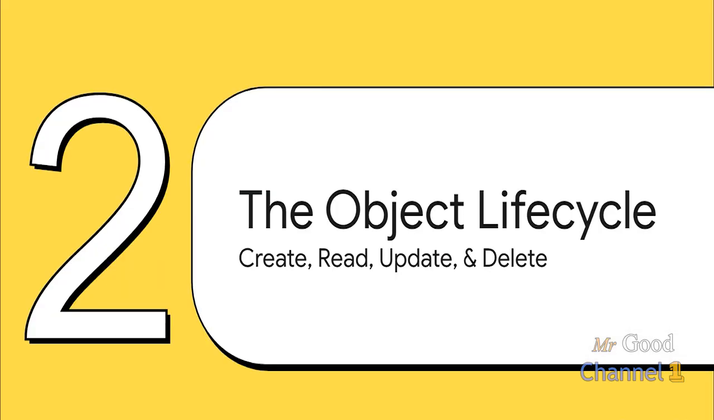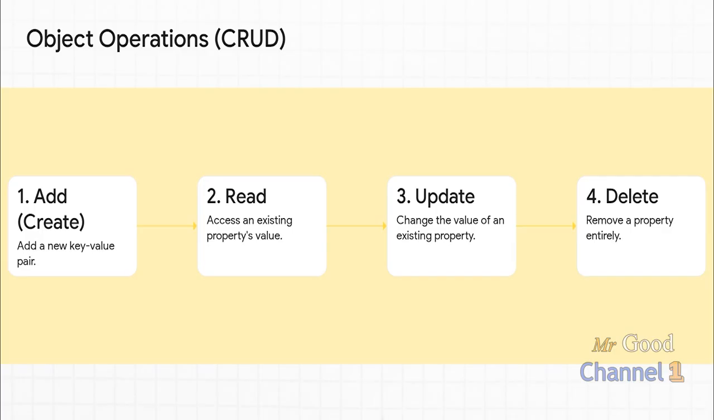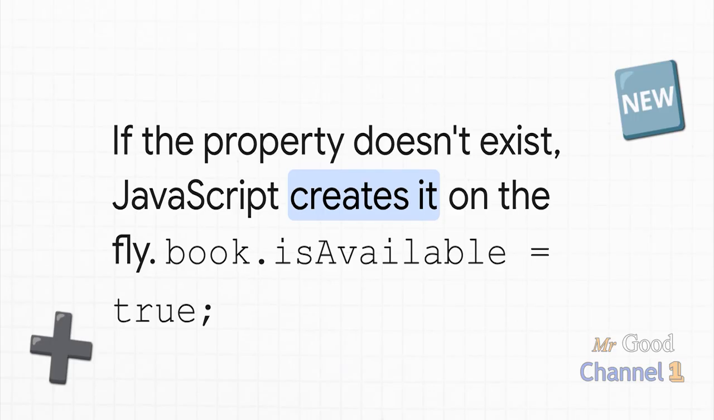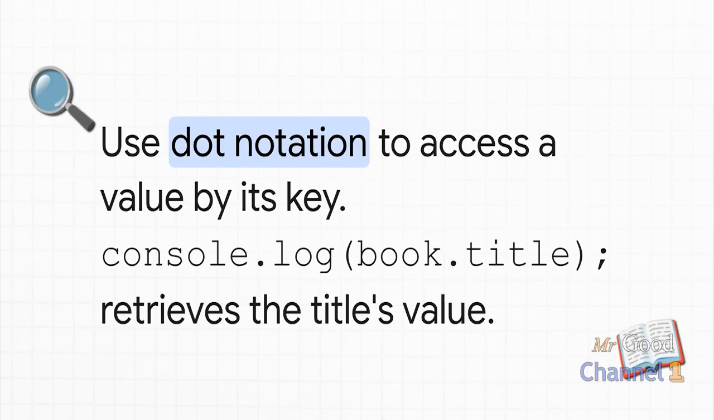Okay, so we've got our data organized in this neat little box, but what can we actually do with it? Well, objects aren't static. They're meant to be changed, and there are basically four main things you'll do all the time. You're pretty much always going to be doing one of these four things. In the developer world, you'll often hear this called CRUD: create, read, update, and delete. Let's see what that actually looks like with some code. Adding a brand new property is just ridiculously easy. If it doesn't exist, JavaScript just creates it for you on the fly. Just like that. And reading it back out? Yep, just as simple. You use that same dot notation to grab the value by its key.